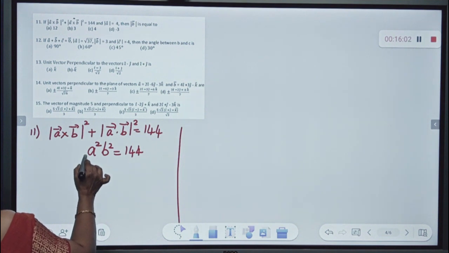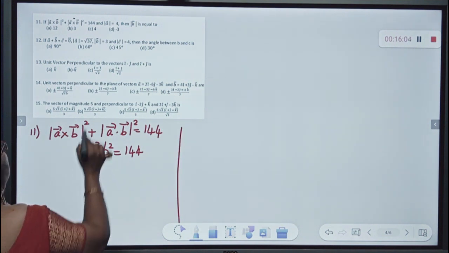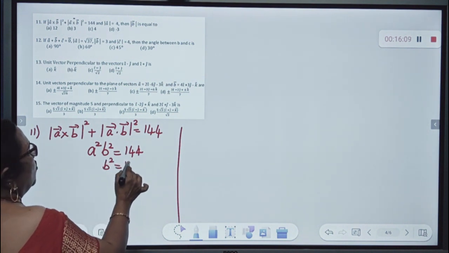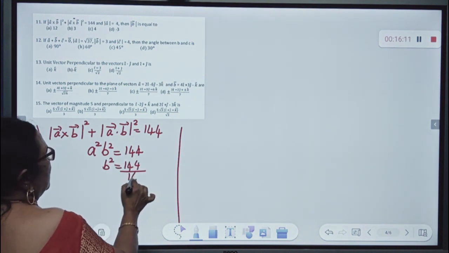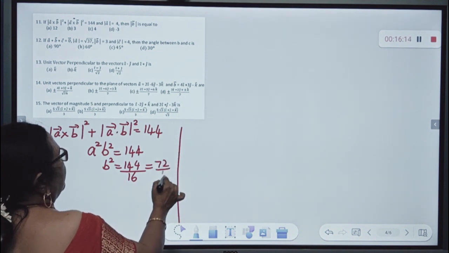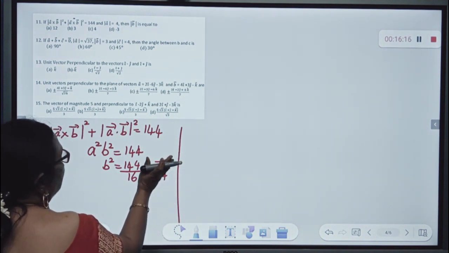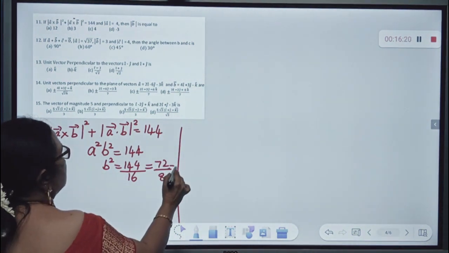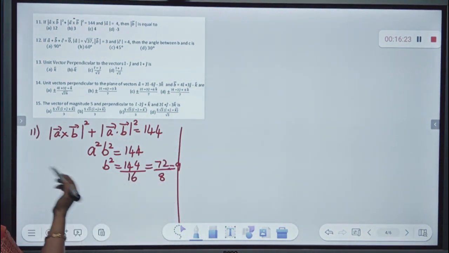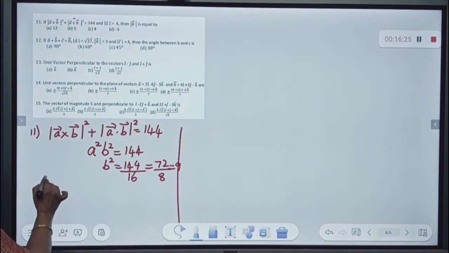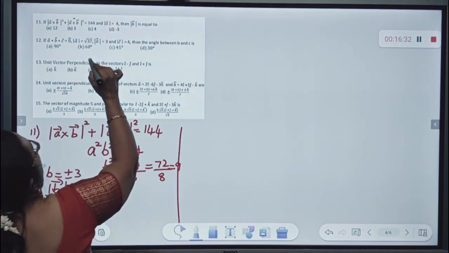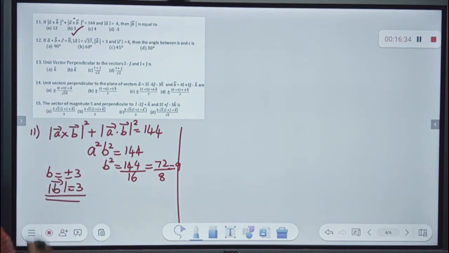Now, A is given. Modulus of A vector is 4. So, B square will be 144 by 16, which is 9. So, B is plus or minus 3, but modulus of B vector will only be 3. So, modulus of B vector is 3.